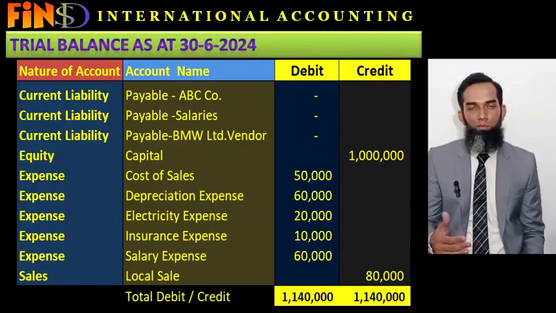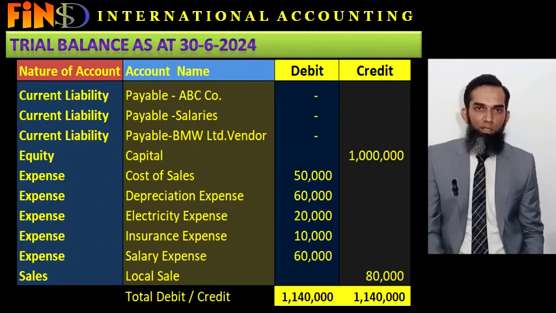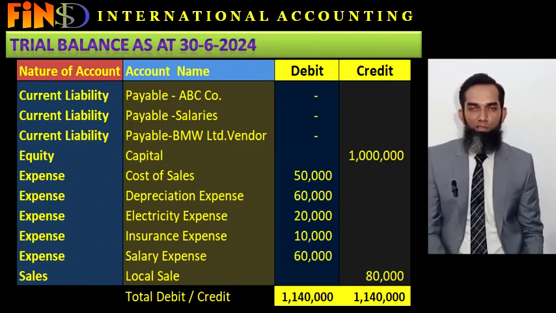Now moving on to the next side of the trial balance, that is liability, equity, expense and sales. The liability has been paid off completely, so it is reflected as rupees nil, that is zero. Equity is as it is, whatever we created in the journal entry is reflected here at the same value, that is 1 million rupees, and all the expenses which we have recorded are reflected here on the debit side. Cost of sales is shown as 50,000, then depreciation expense and electricity.